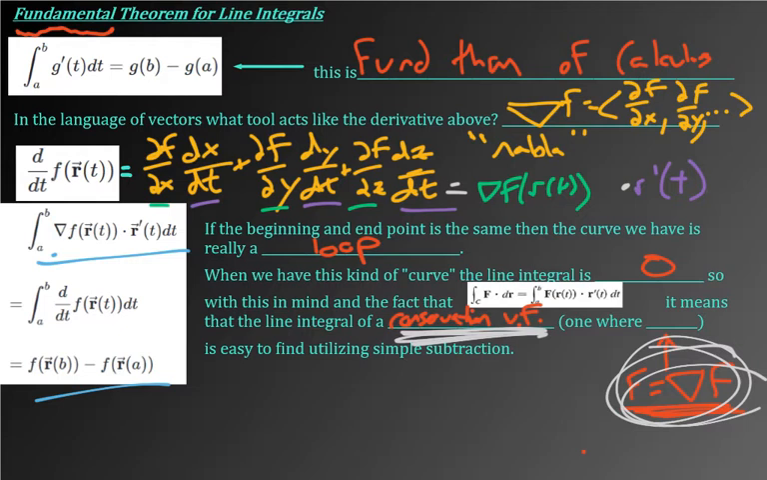So basically, if you can replace this f with this gradient, then this little part in here would just change to this, right? And so for these conservative vector fields where the start and the endpoints are the same, you can just do the computation of that line integral with simple subtraction, which is super, super nice, okay? That is the fundamental theorem of line integrals.